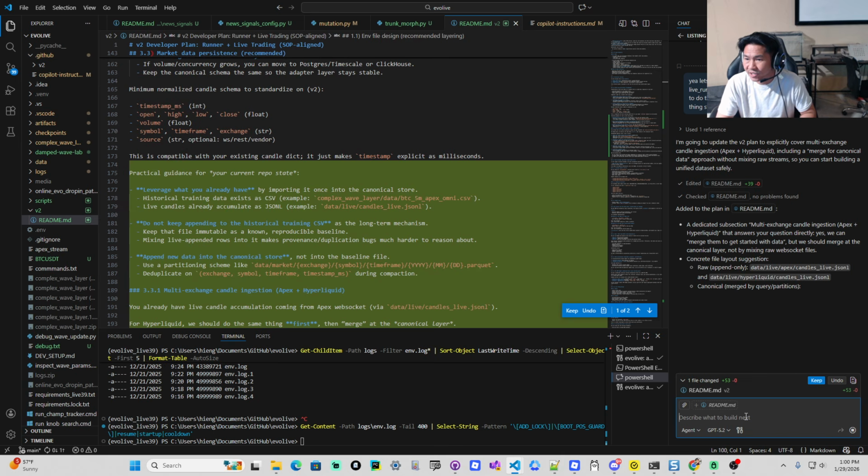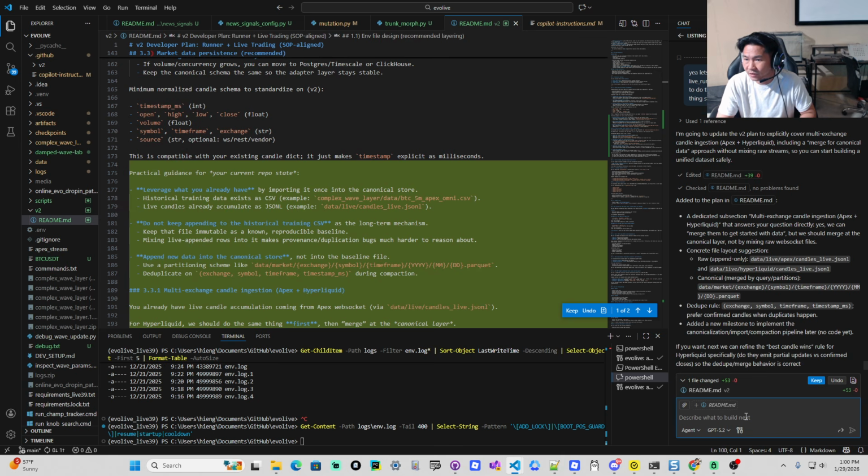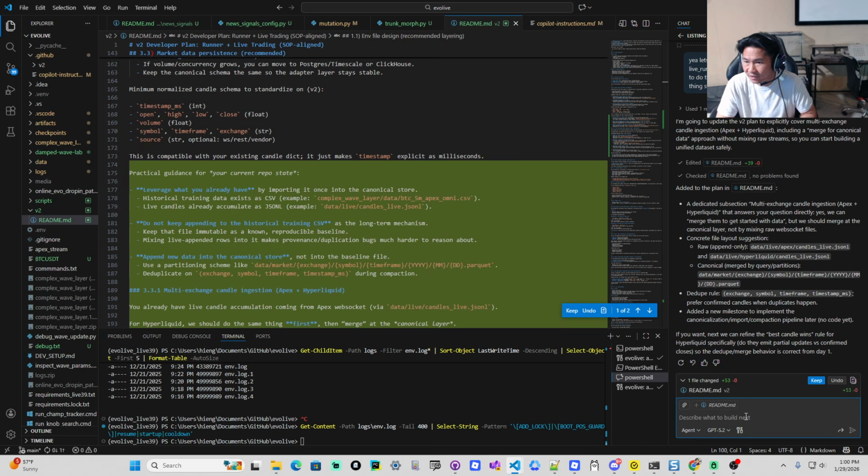Data subset, multi-exchange account ingestion, Apex for Hyperliquid. That answers your questions directly. Yes, we can merge them to get started with data, but we should merge at the canonical layer, not by mixing raw WebSocket files. Concrete file layout suggestions: raw, append only.